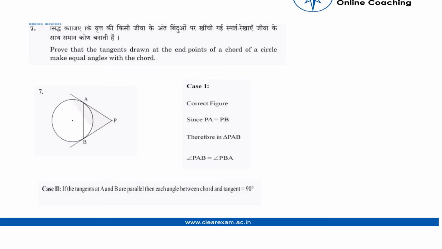Students, we would be discussing this question and its solution. The question says that we have to prove that the tangents drawn at the end points of a chord of a circle make equal angles with the chord. So the solution goes by that we have drawn a figure over here, and what we have to prove is that angle PAB is equal to angle PBA.